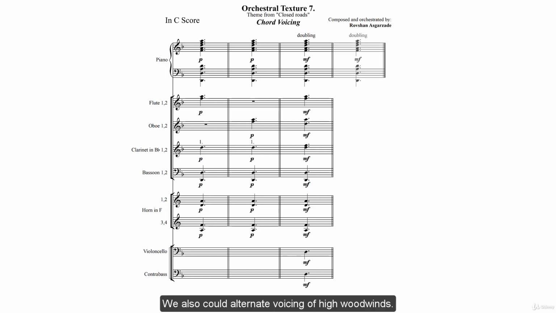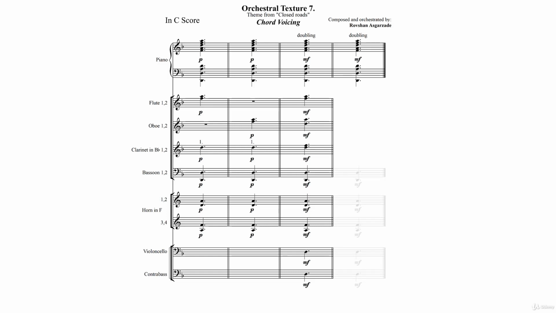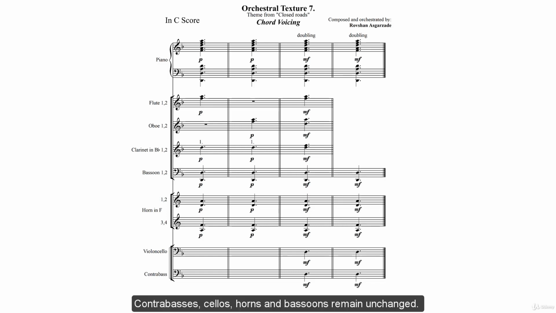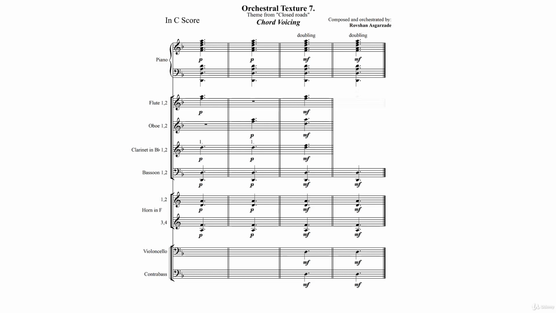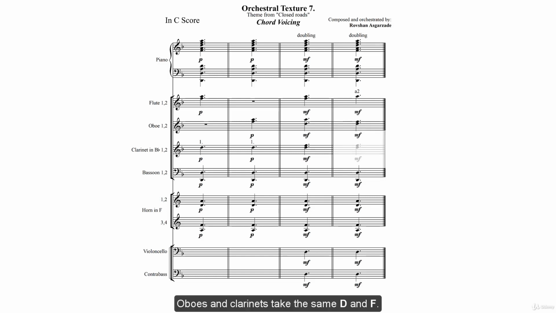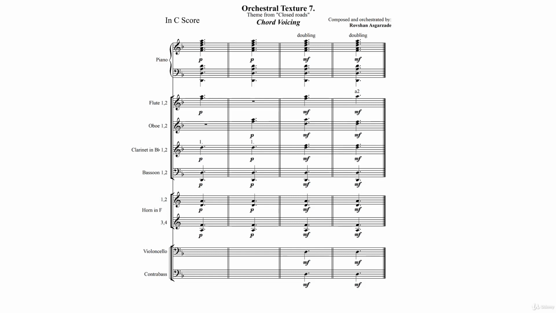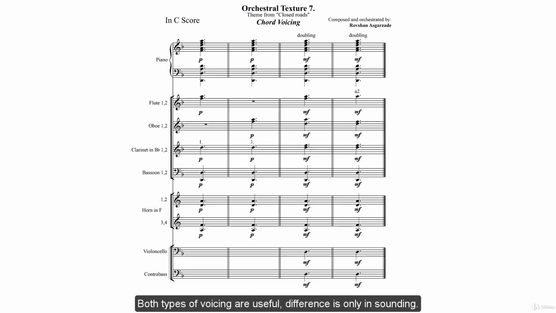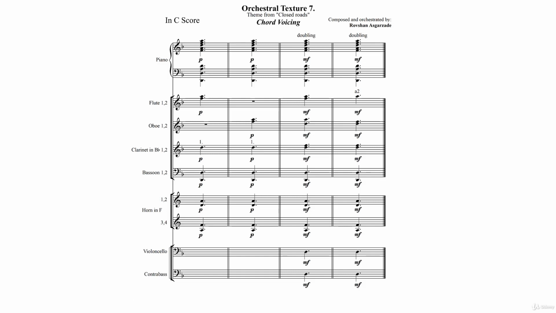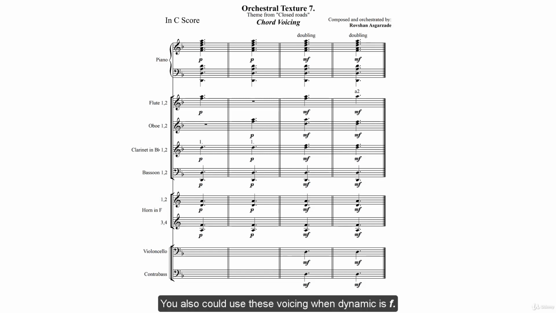We also could alternate the voicing of high woodwinds. Contrabasses, cellos, horns and bassoons remain unchanged. But flutes take A note in unison. Oboes and clarinets take the same D and F. Both types of voicing are useful. The difference is only in sound. You also could use this voicing when dynamic is forte.